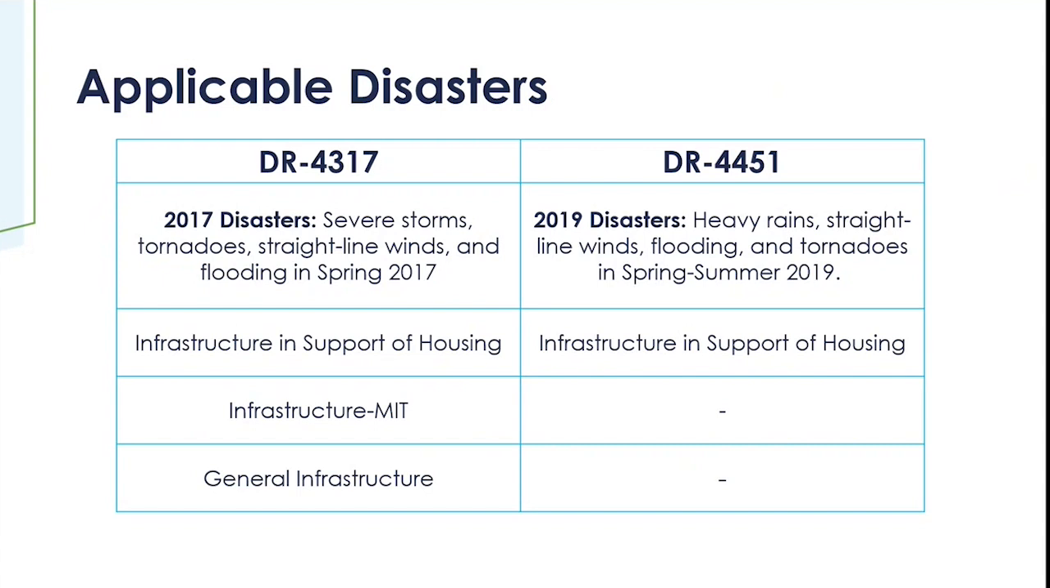The second disaster is DR 4451. This is in response to storms that occurred in 2019, which also included heavy rains, straight-line winds, flooding, and tornadoes. The only program that is covered under DR 4451 will be the Infrastructure in Support of Housing program.